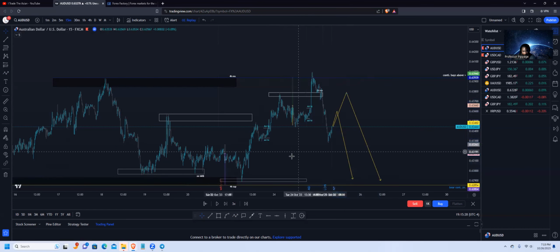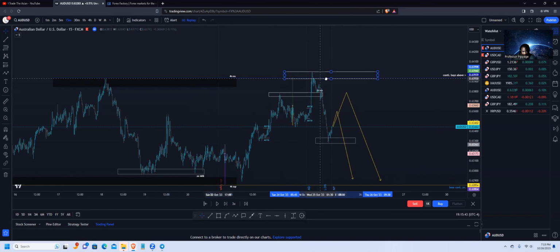Back down to the downside. We can bring this over here. Identify a new hourly range. Like I said, I only trade the Asian session. So once the London session and the New York session go through, I do come back and re-identify and then go from there.